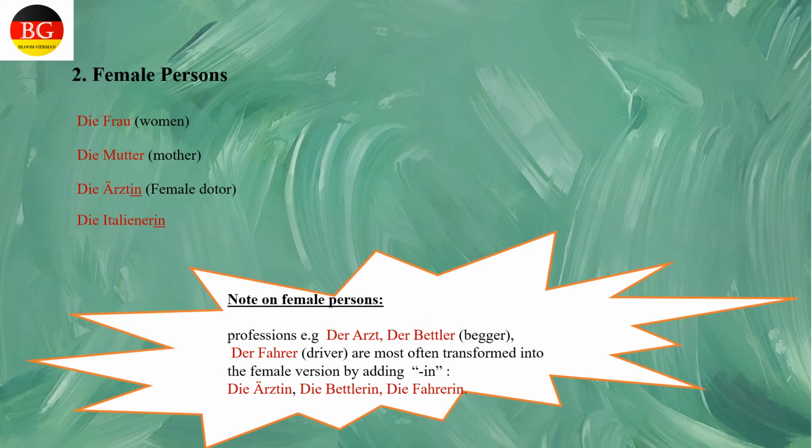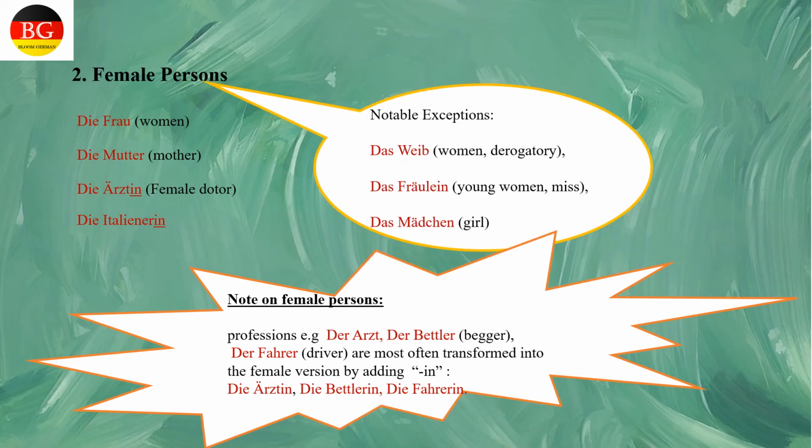Female persons: die Frau, die Mutter, die Ärztin, die Italienerin. Note for the female person: professions, that is der Arzt, der Bettler, der Fahrer, are most often transformed into the female version by adding -in. For example, die Ärztin, die Bettlerin, die Fahrerin. Common exceptions: das Weib, das Fräulein, das Mädchen.